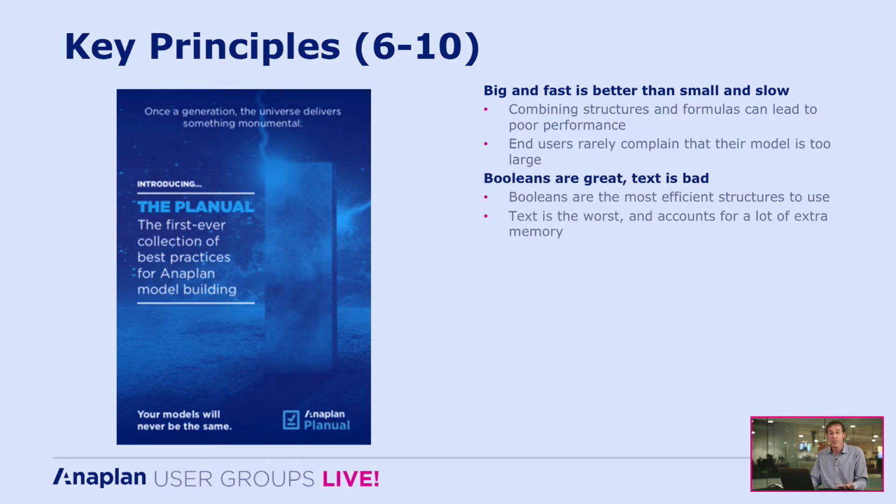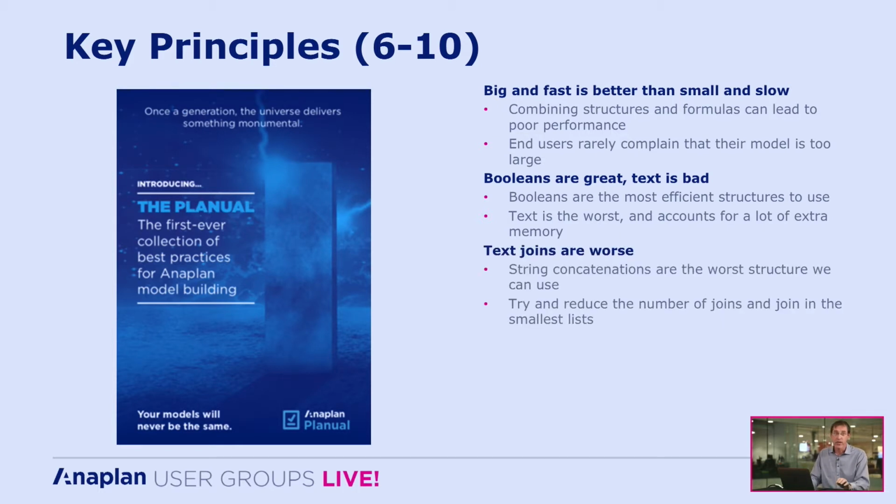And in computing speak, for those geeks out there, Booleans are great. They are 1 or 0, that's it. They are the most efficient structure you can use in anything, and nothing's different in Anaplan. So we want you to try and use that sort of functionality where you can. Text is the opposite. Text is the worst structure we can use from a computing point of view because it uses more memory. So again, we now know the impact text has, and we'll touch on one of those in a second. Just be careful with using text. Try to avoid it where you can.